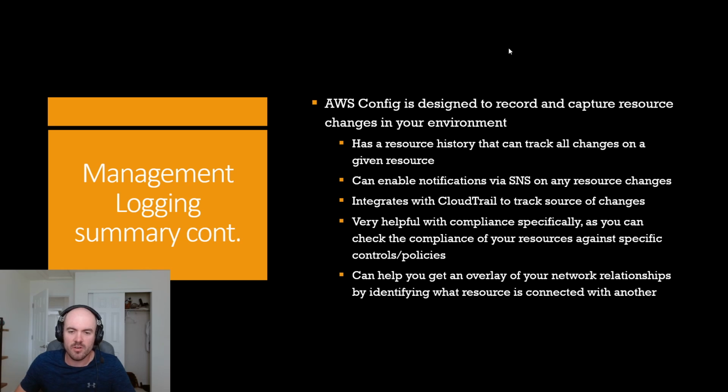And then you can use Config to help you get an overlay of your network relationships by identifying what resource is connected with another. So again, for example, maybe you have a network interface. You can see what instance it's attached to, what subnet it's in, what region it's in, so on and so forth. Right?